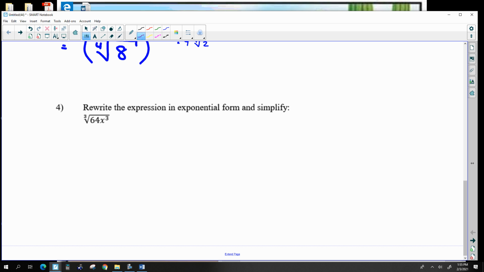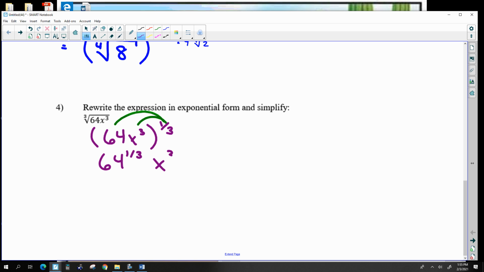Okay. Write this in exponential form and then simplify. All right, so this is 64. Sorry, let me back up here a little bit. This is 64x to the 3rd to the 1/3. What you can do is attach this 1/3 in just like this. So this is 64 to the 1/3, and x to the 3rd to the 1/3. So now multiply: 3 times 1/3 is 3/3.